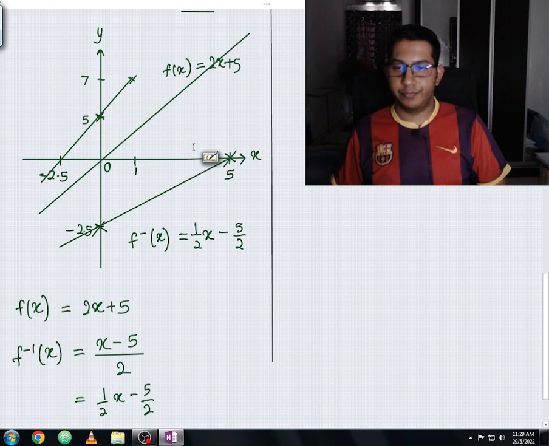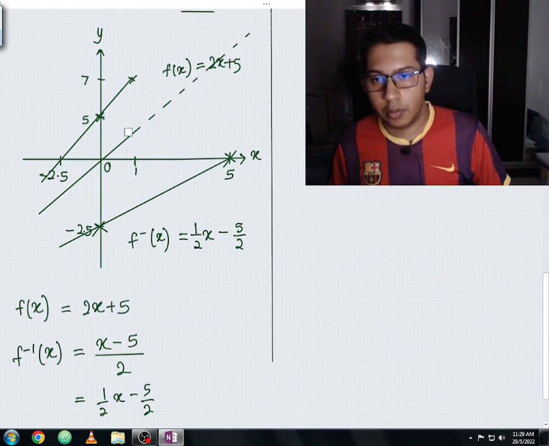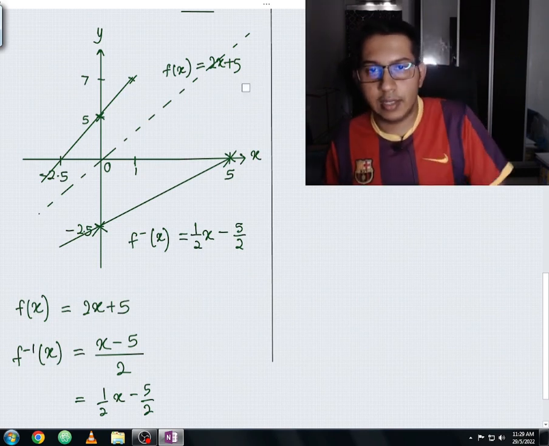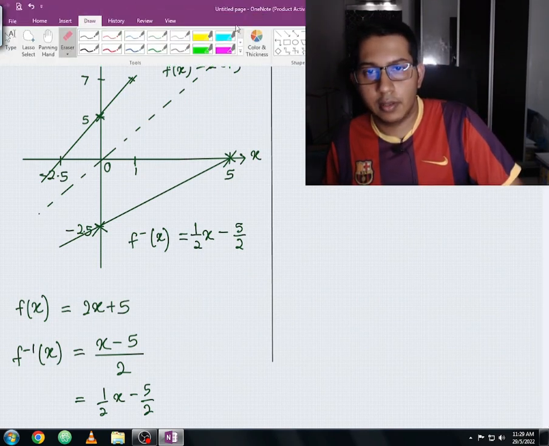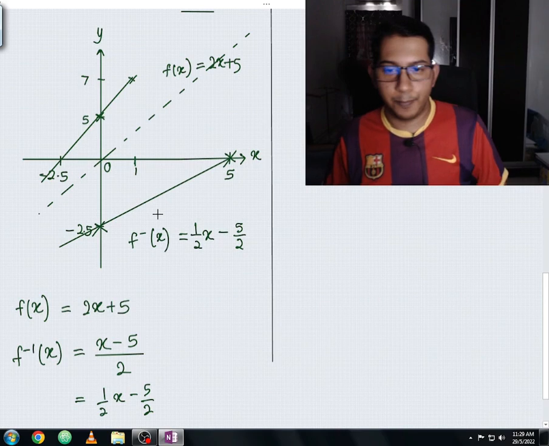Okay, so let me just use a dotted line. Okay, so you should act as a mirror, guys. If you take note of this, this function f(x) should act as a mirror for f inverse x.